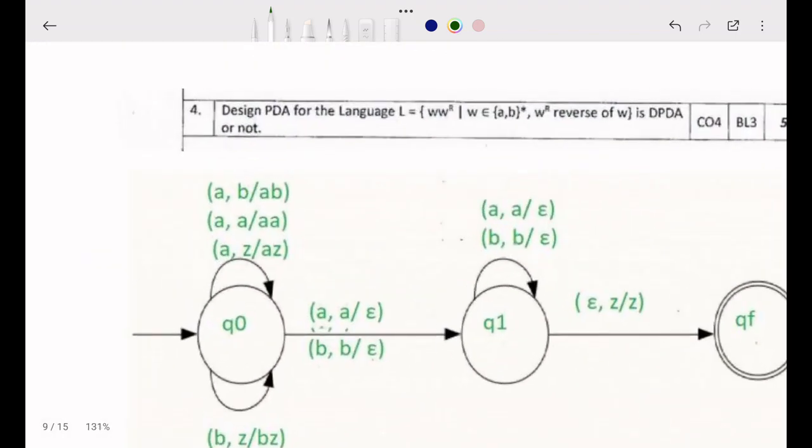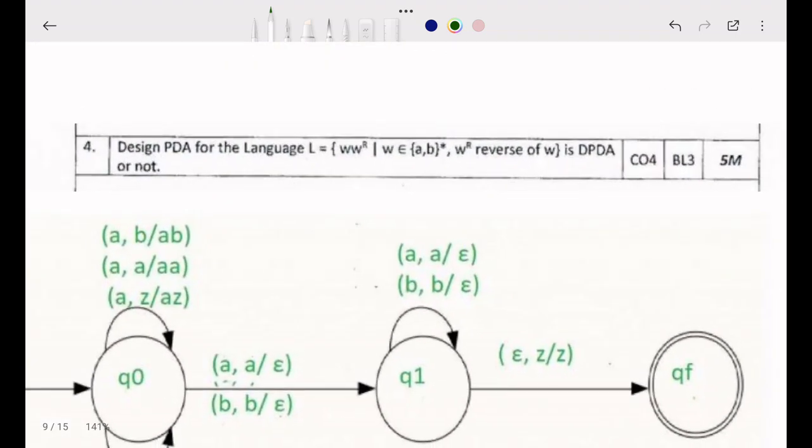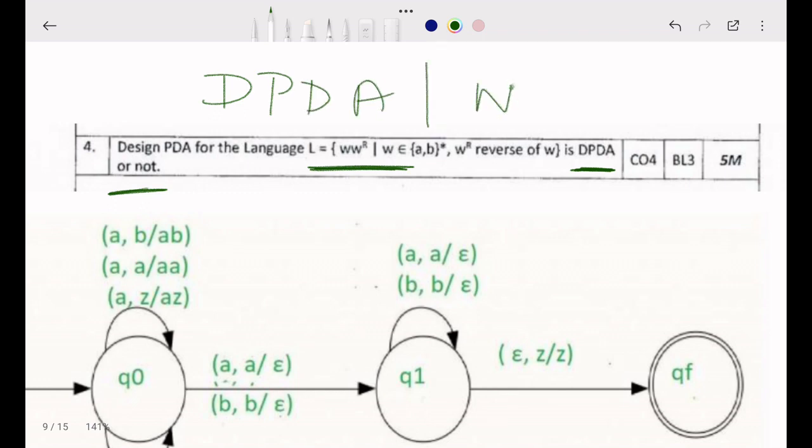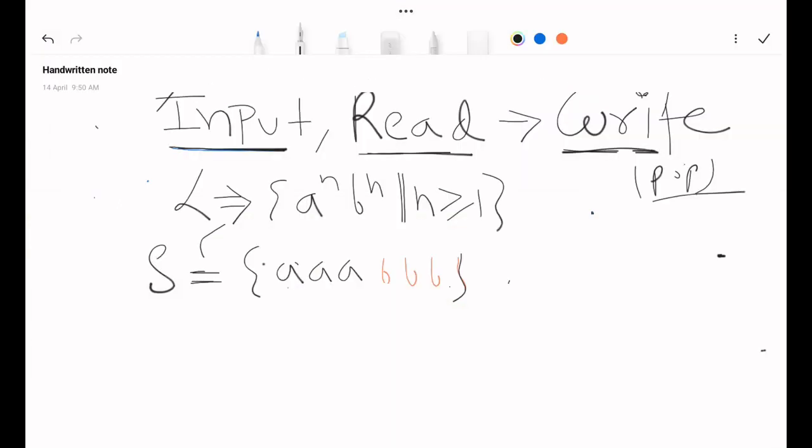Now we will solve the next question, that is design the PDA for WWR. This is a very famous question, and he is asking whether it is DPDA or not. What is the meaning of DPDA and what is the meaning of NPDA? DPDA means one move, NPDA means many moves, more than one move. Now in this question we will show, student, we will solve at first DPDA then NPDA.